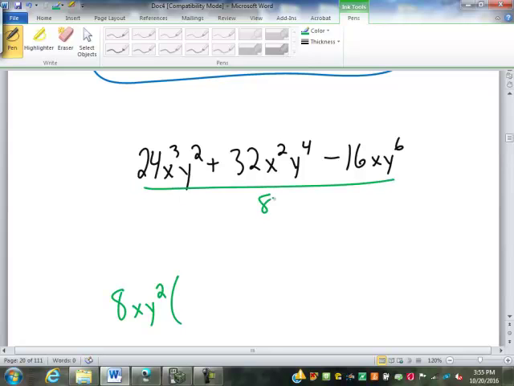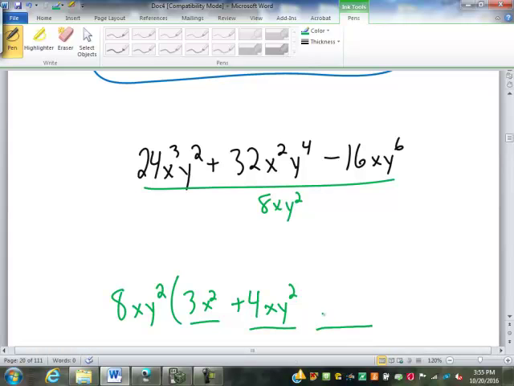So we're going to divide by the 8xy squared. What do we get for the first term here? 3x squared. Perfect. 24 divided by 8 is 3. X to the 3rd divided by x is x squared. Y squared divided by y squared cancels out. What about our next one? Positive 4xy squared. Good. 32 divided by 8 is positive 4. X squared divided by x is just x. Y to the 4th divided by y squared is y squared.